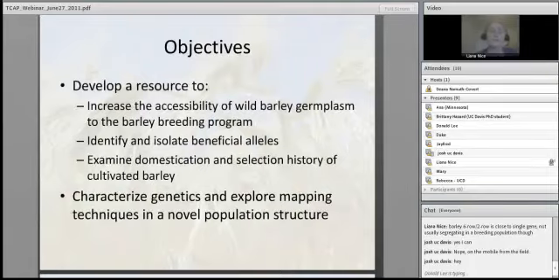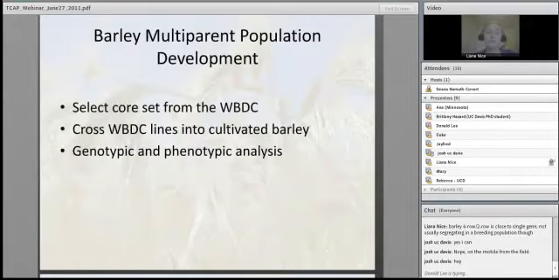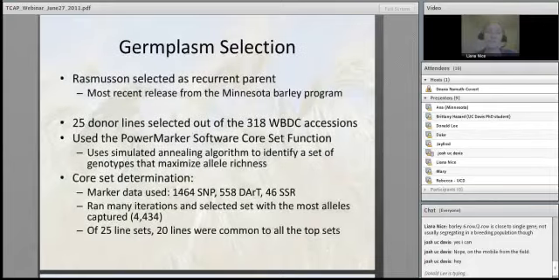So my objectives are to develop a resource to increase the accessibility of wild barley germplasm to the barley breeding program, identify and isolate beneficial alleles, examine the domestication and selection history of cultivated barley, and also to characterize the genetics and explore mapping techniques in this novel population structure. So, a general outline: I've selected a core set of the wild barley diversity collection, I've crossed these into cultivated barley, and I'm just starting the process of genotypic and phenotypic analysis on this population.